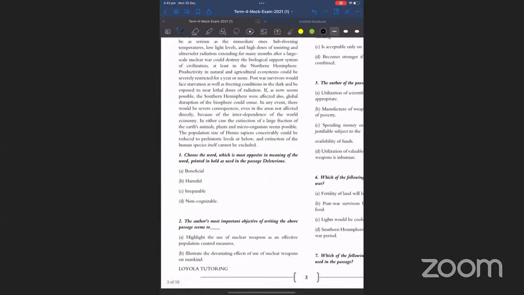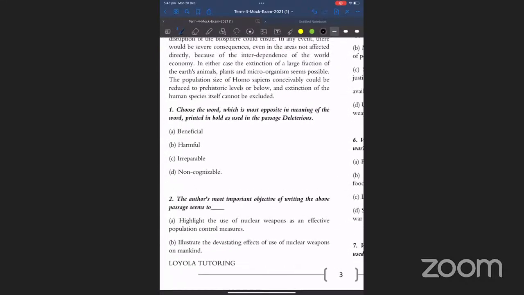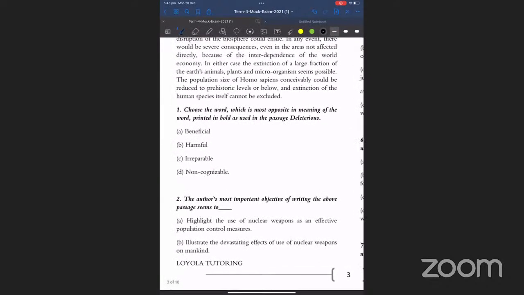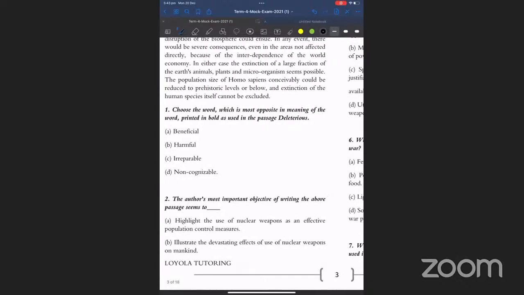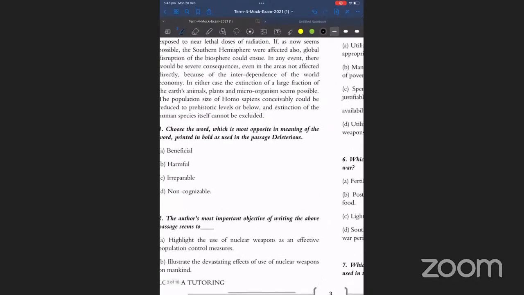So let's take a look at the answers. Highlight the use of nuclear weapons as an effective population control measure. No, it's not saying that nuclear weapons should be used to control population. It's saying the opposite. It's saying how it's so bad for the world population. It's not saying that we should use it to kill people. Illustrate the devastating effects of use of nuclear weapons on mankind. Yes, it shows you how nuclear weapons can destroy humans.